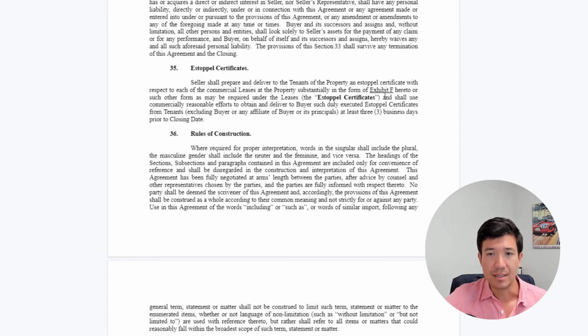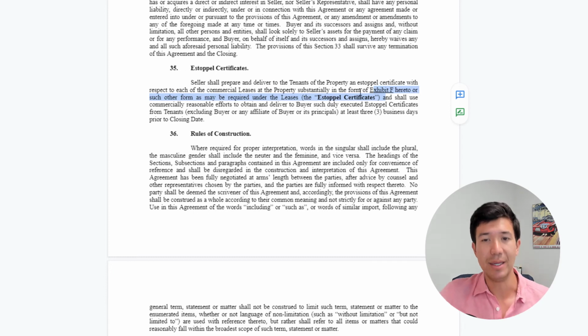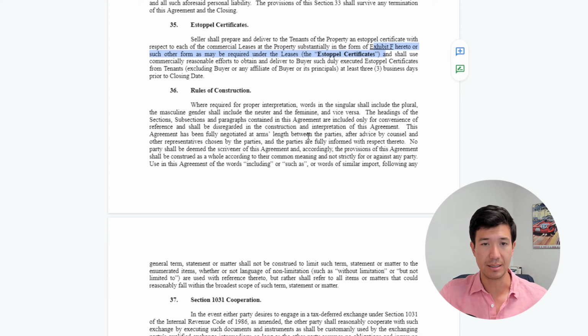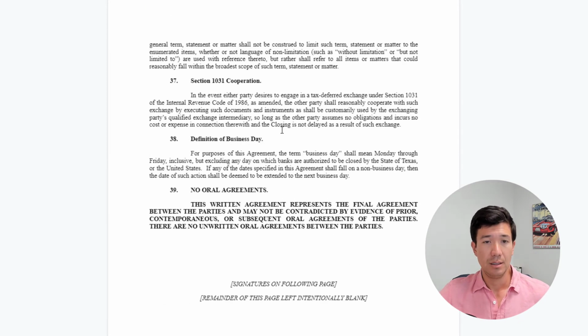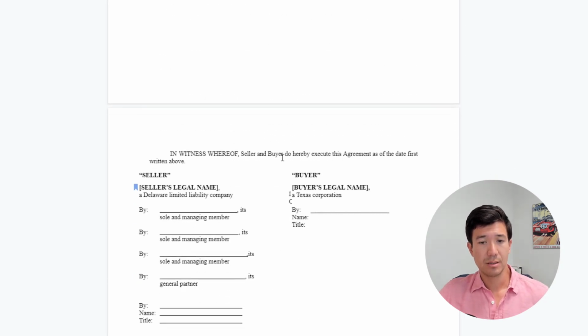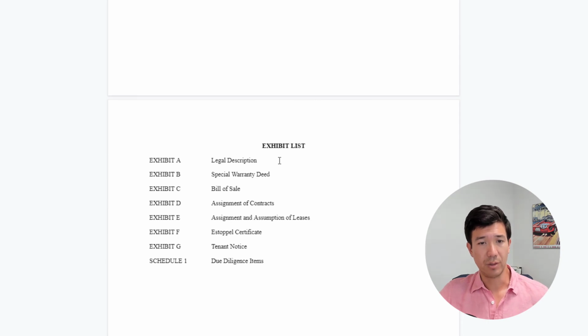Estoppel certificates, again, it's attached as Exhibit F, so really important that you get to see it on both sides, right? The seller knows what they have to get from the tenant, and the buyer knows what they're going to receive. 1031 cooperation, pretty standard. Business day, state of Texas, no oral agreements and signatures and title. And then we have the exhibit list.